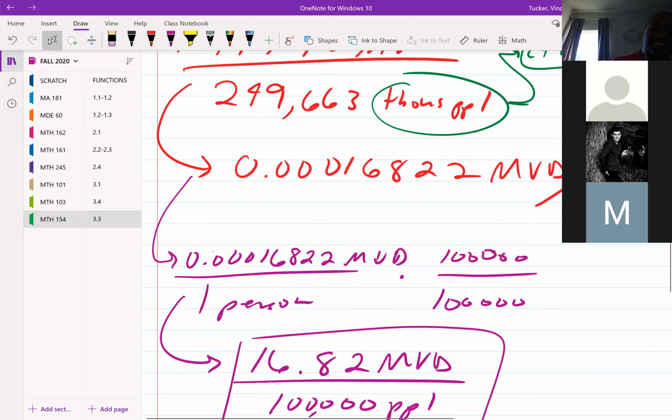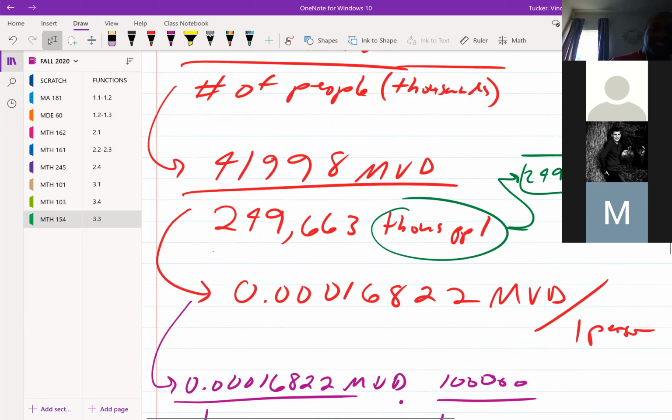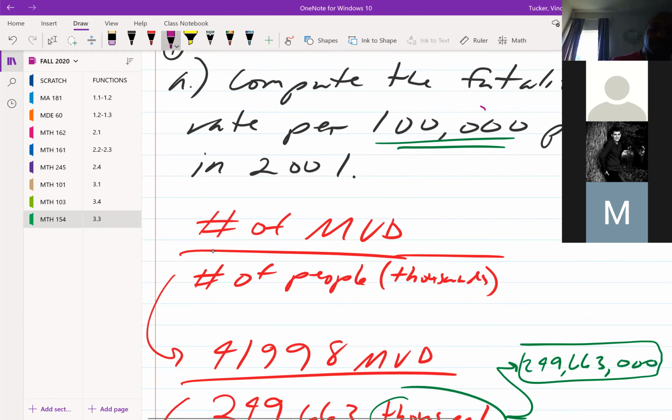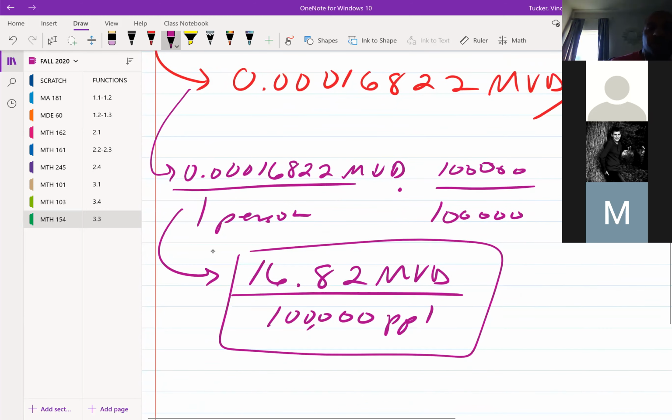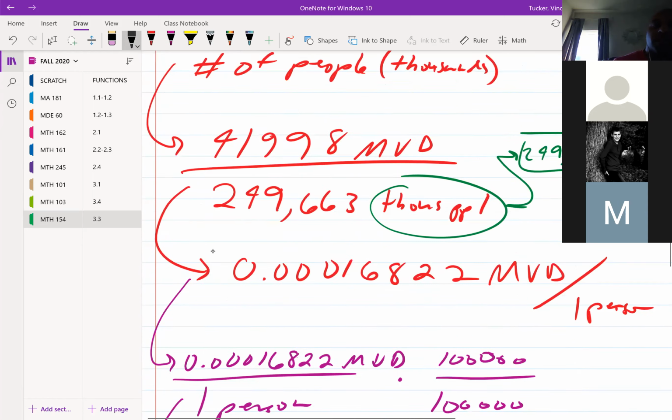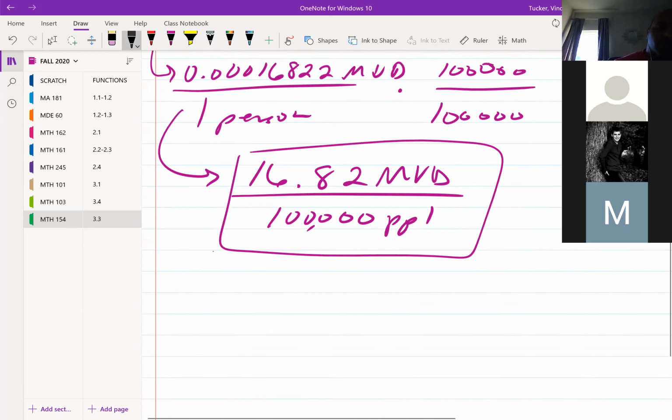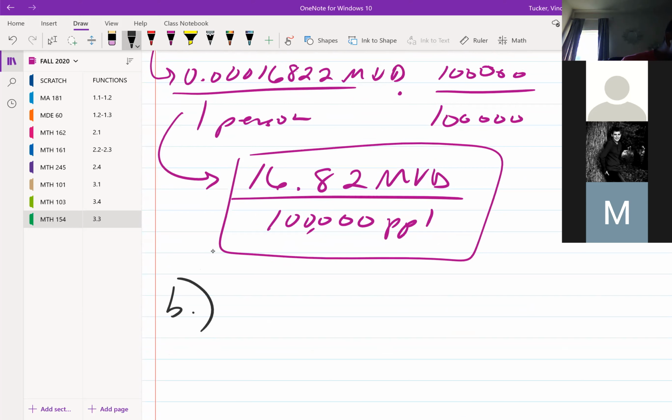Sorry, my dogs. It's all good. So the main thing here was just to remember that they wanted it per 100,000. So just dividing the numbers out wasn't good enough. At the end, we had to multiply top and bottom by 100,000. Okay. So let's look at B. And B is the same type of deal. Compute.